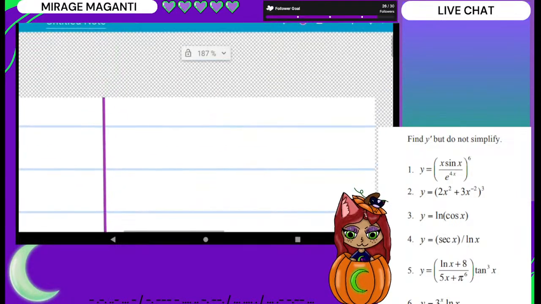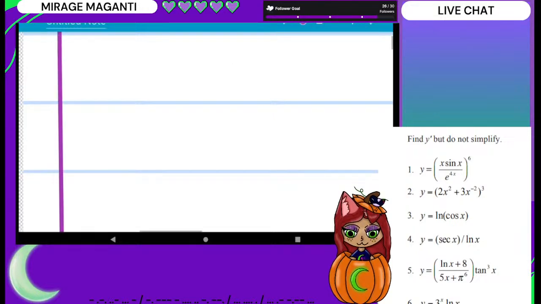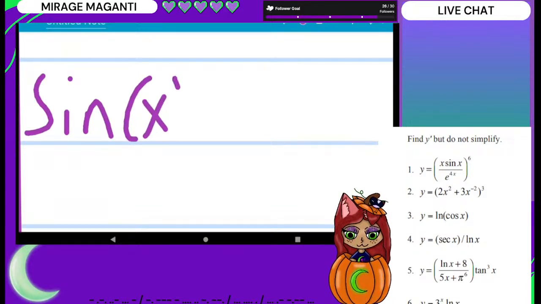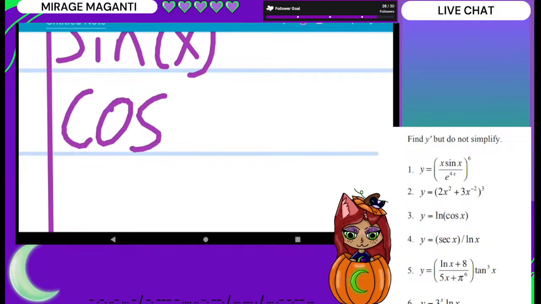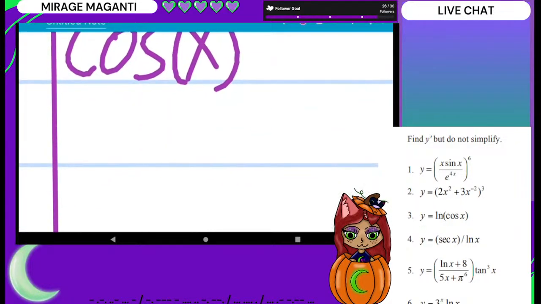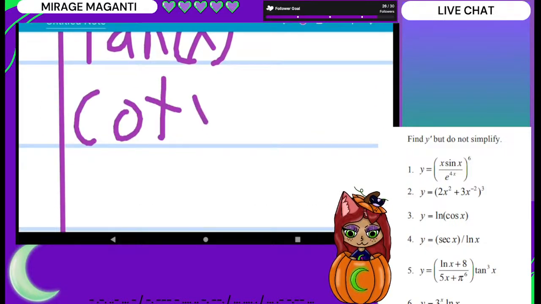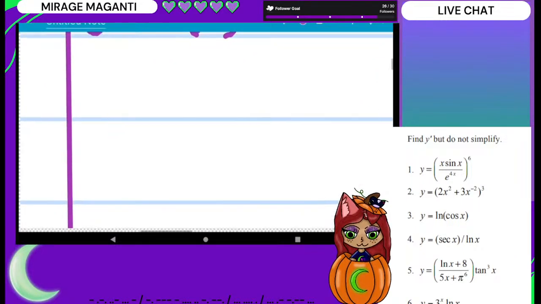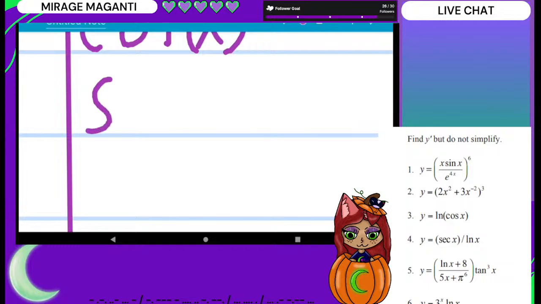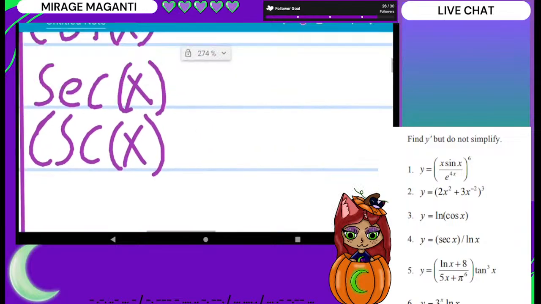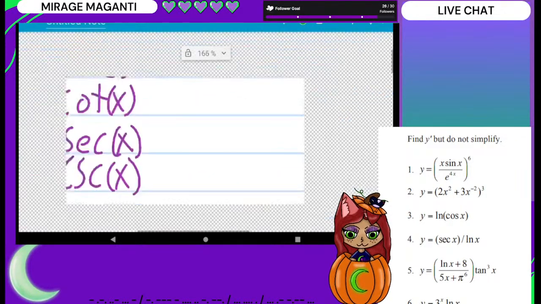Okay. Now, again, f of x, f prime of x, those are the same, so I don't need that. I want to start on this one. So, we have sine of x. We have cosine of x. We have tangent x. We have cotangent x. We have secant x. And we have cosecant x.